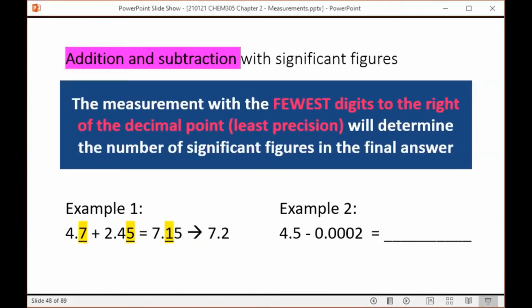Next is addition and subtraction. Addition and subtraction is a little different than multiplication and division. Instead of rounding your answer based on the measurement with the fewest sig figs overall, you round your final answer based on the measurement with the fewest digits to the right of the decimal point. So this is basing your final answer on that measurement with the least amount of precision to determine where to round your final answer. So if we look at example 1, we have 4.7 plus 2.45.